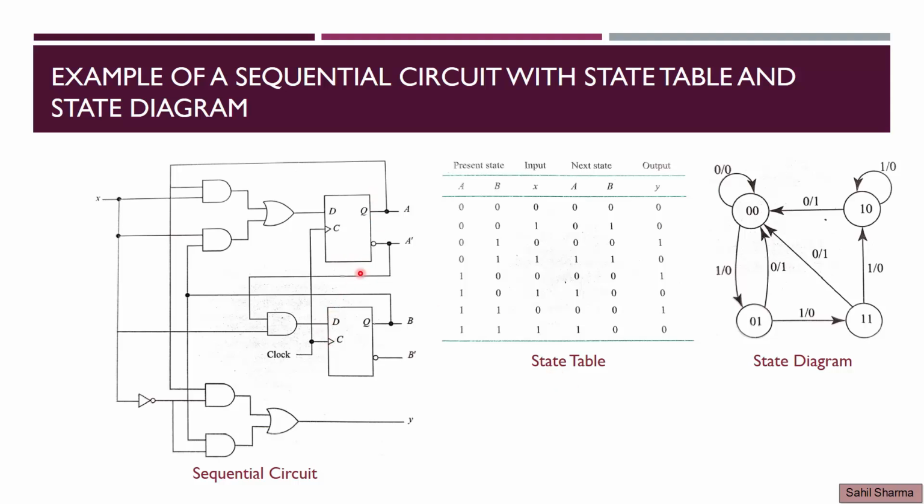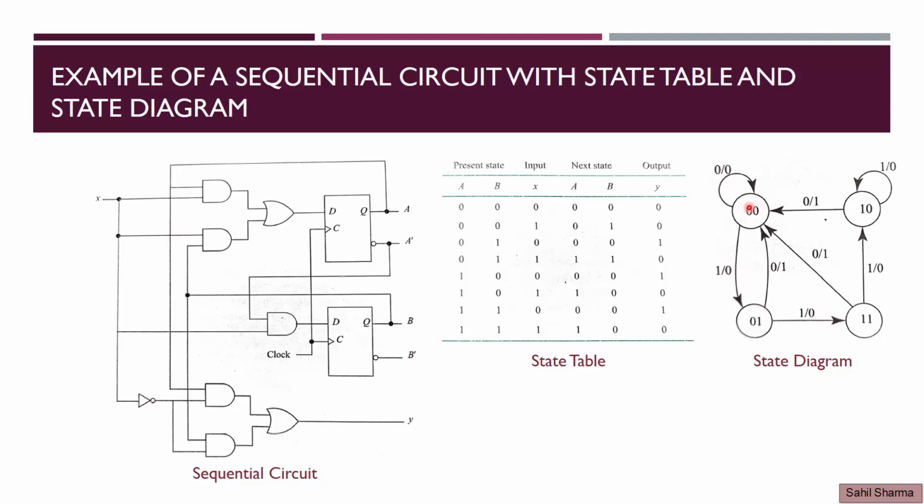Let's see the state table for this diagram. If the present state of A and B is 0 0 and X is also 0, then the next state of A and B is 0 0 and output Y will be 0. If we input all the values here of the present state and the input, we get these three values as the output. Similarly, for inputting 0 0 1, we get the value 0 1 0. Whole of the state table can be verified by inputting values into the sequential circuit and verifying it for the output values. Let's focus on the state diagram.